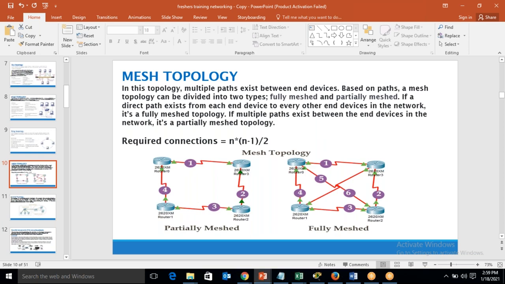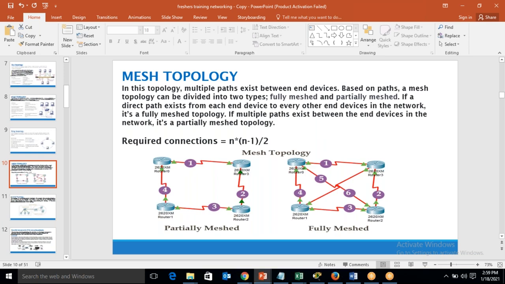Hitesh, in ring topology, data can only transfer in one direction, whereas in mesh topology, data can transfer in multiple directions. That is the major difference. And what is this required connection?